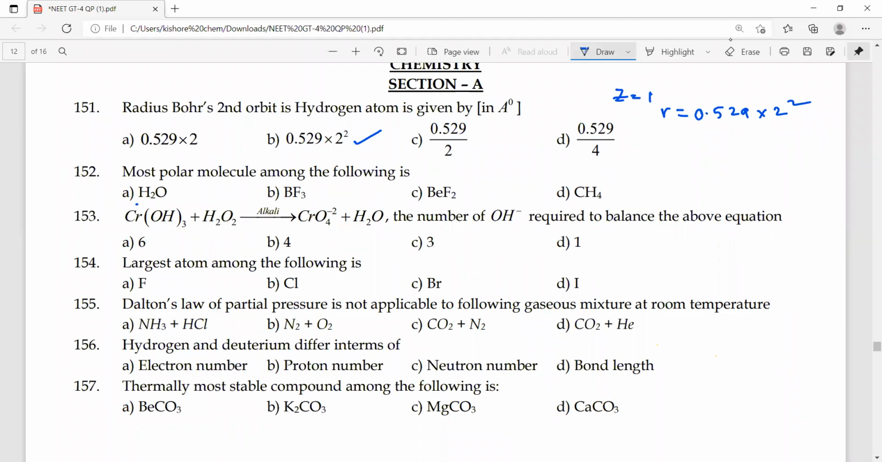Most polar among this one. Which one has the high electronegativity difference? That one is the most polar compound.